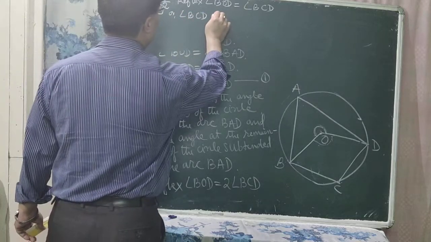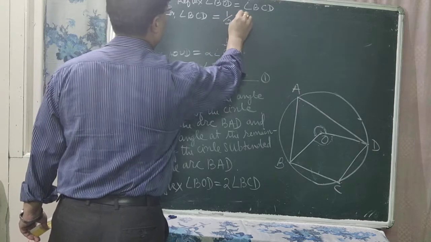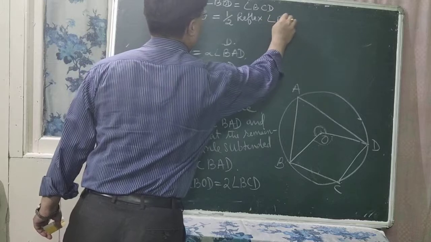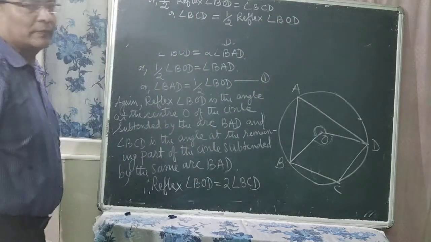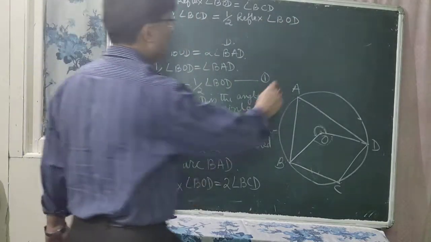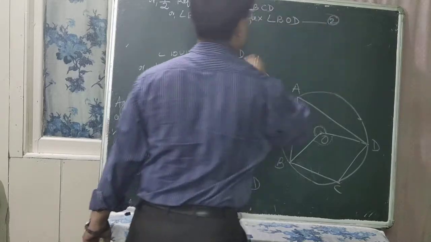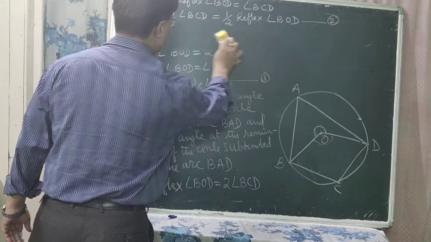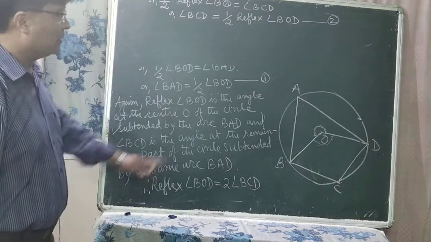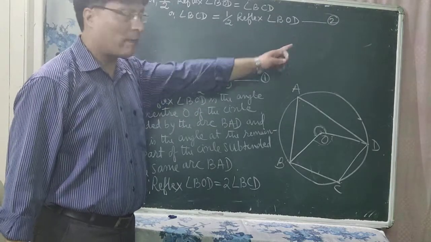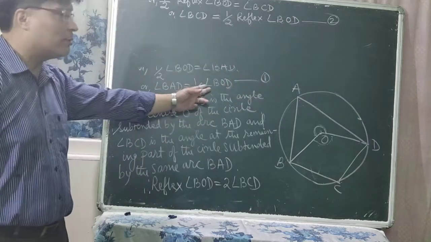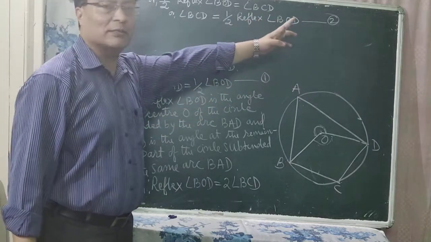So angle BCD is equal to half reflex angle BOD. Is that clear? So let us mark it number 2. Suppose this is number 2. Okay. So we got here number 1 as well as number 2. We marked it as number 1 and we marked that as number 2.